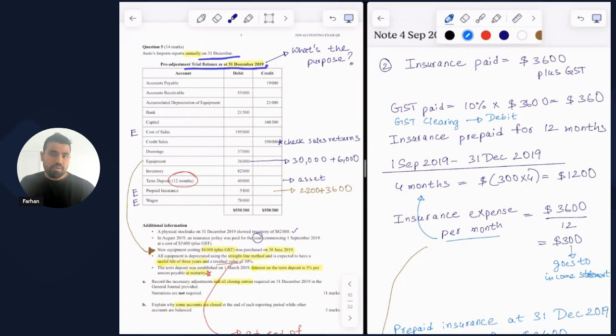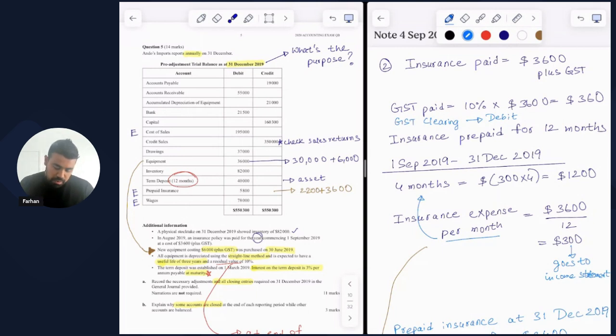So what is the purpose of the pre-adjustment trial balance? The pre-adjustment trial balance is prepared to ensure that the total of all debit entries equal the total of all credit entries. This is done to check whether the double entry bookkeeping process is correct so far. If we reveal any errors, then we fix these errors prior to the preparation of financial statements.